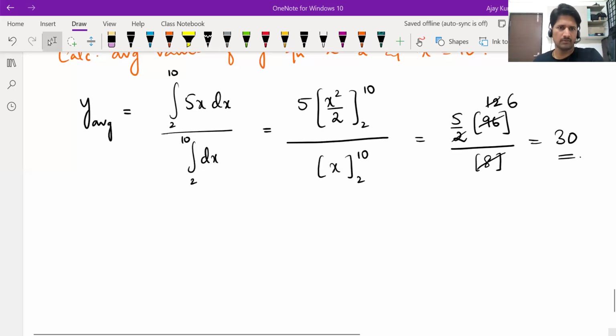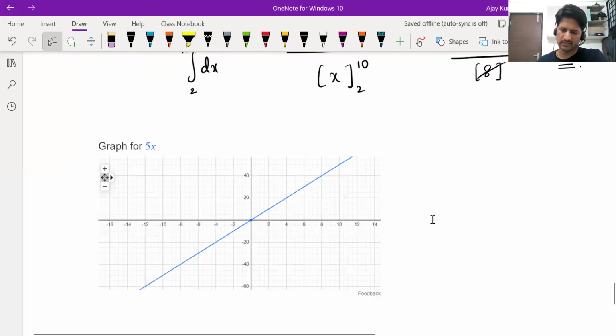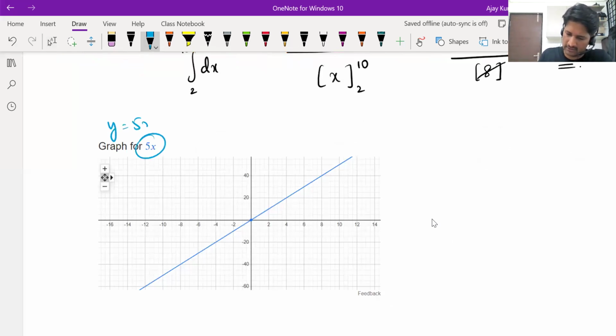There's a way to check also, because this is a simple function. Y is equal to 5x. It's like y is equal to mx. The graph is a straight line. This I got from Google. This is the graph actually for y is equal to 5x. Okay. It's a straight line. And we want the average value between x is equal to 2 and x is equal to 10. When x is equal to 2, y is equal to 5x, y is 10 units. And when x is equal to 10, y is 5 into 10, 50 units.